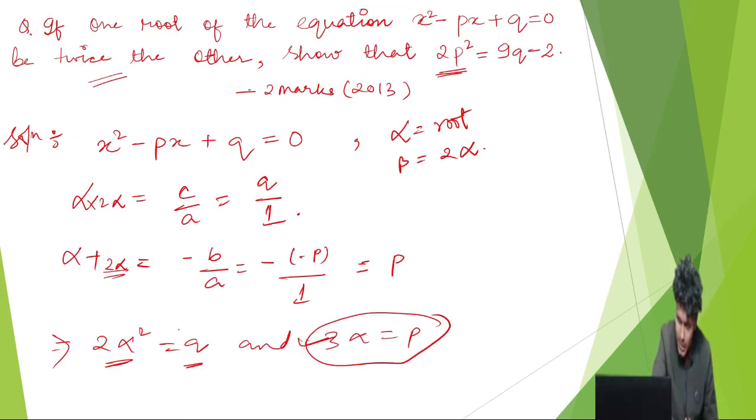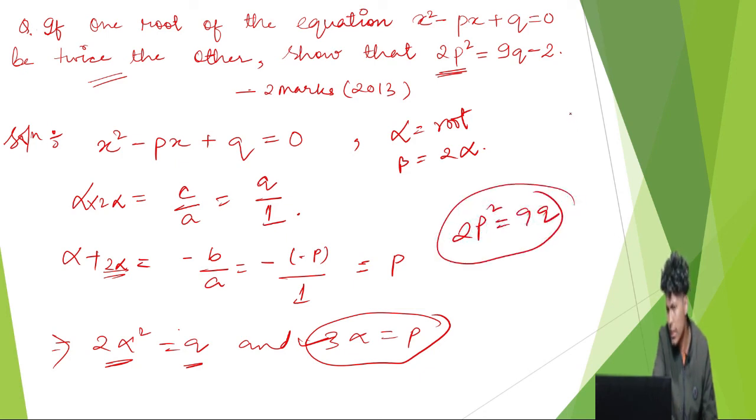No. The question says 2p square is equal to 9q. We have got this one, but the question says it is 9q minus 2. So this question is wrong actually. This is a wrong question. It is not possible, so please check it out. This answer we cannot get. So 9q is the answer. The minus 2 must be out of this question.